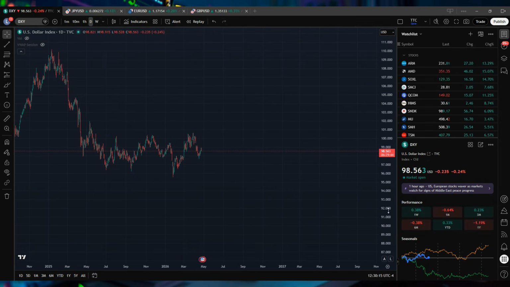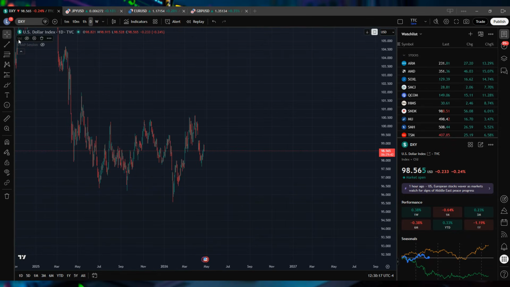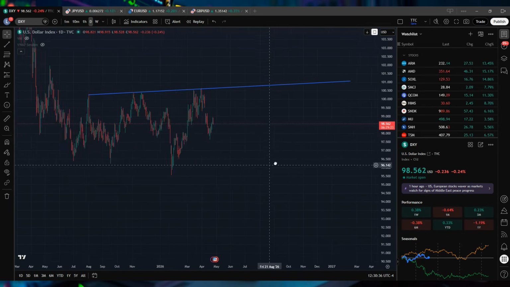But for me, I'm watching a couple key trend lines on the DXY. The first thing is you have a nice upsloping trend line that should provide resistance around that 101 level if we can get up there. Should we hit there, you could see an additional pullback.